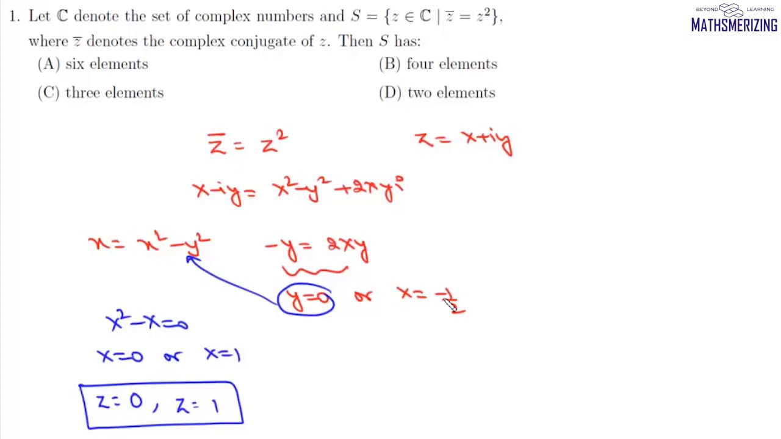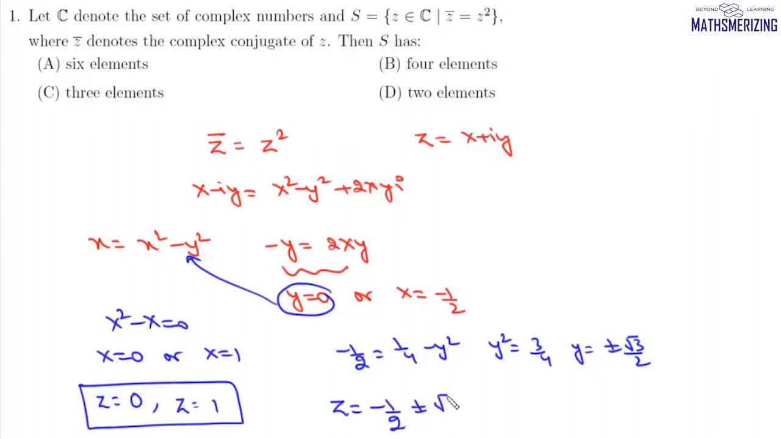Now if we take x as minus half, we can write this as minus half equals 1 by 4 minus y square, that is the value of y square is 3 by 4, value of y is plus or minus root 3 by 2. So we have two more solutions, which are minus 1 by 2 plus minus root 3 iota upon 2. So this set S has 4 elements, and that's your option B.